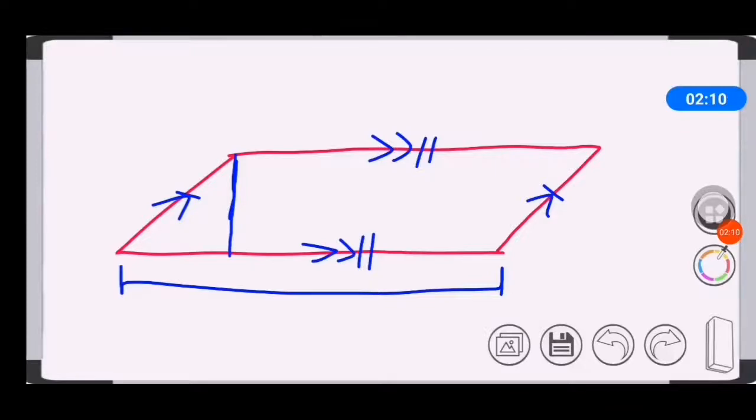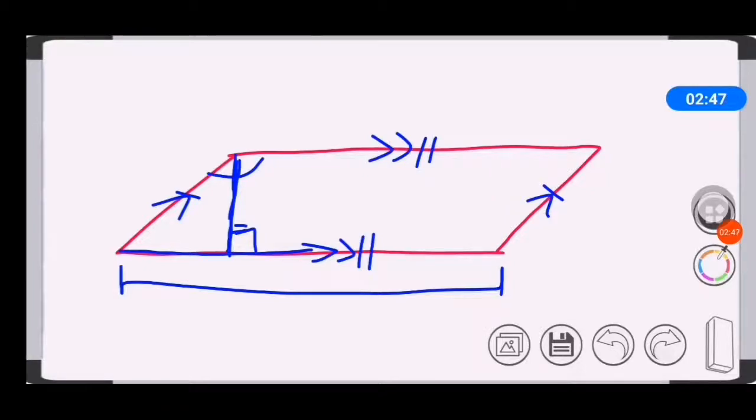At this corner here, when I trace that down, that's a vertical line, and this is a horizontal line, so an angle of 90 degrees is formed. So that is the height of the parallelogram. We have another height on this side, which is also perpendicular to the line up there, forming an angle of 90 degrees, and it's equal to this line. So these two are the heights of the parallelogram.